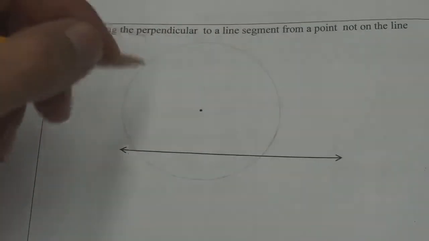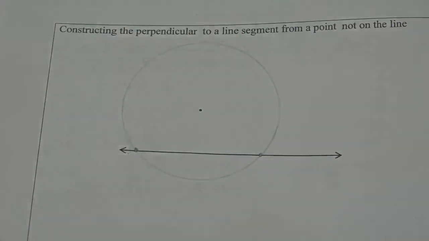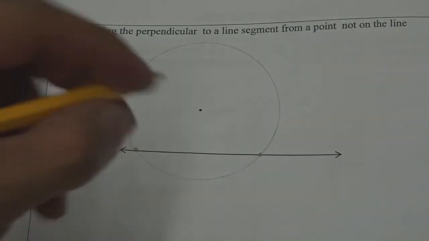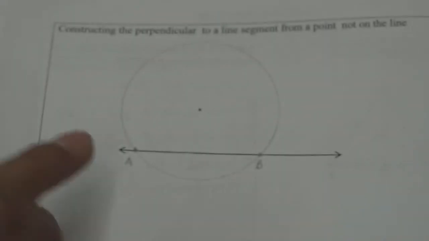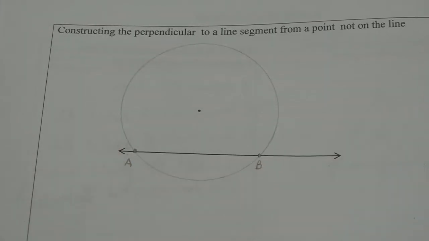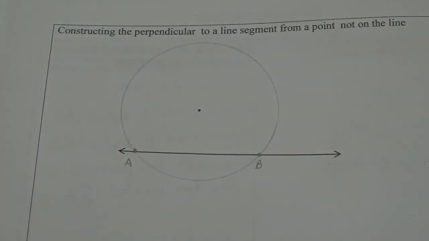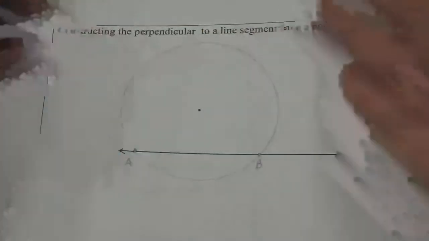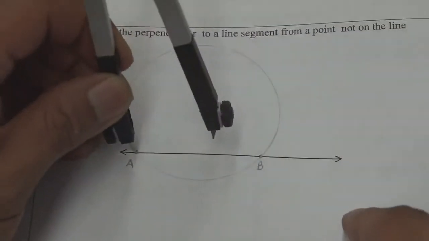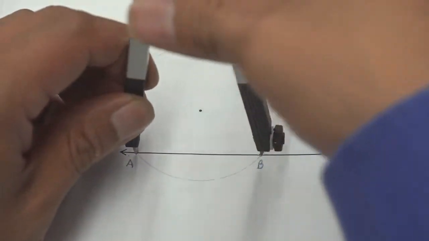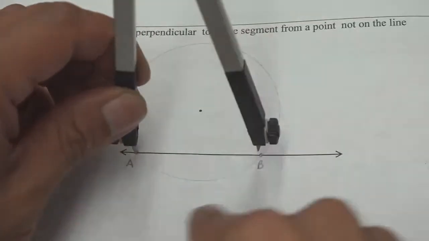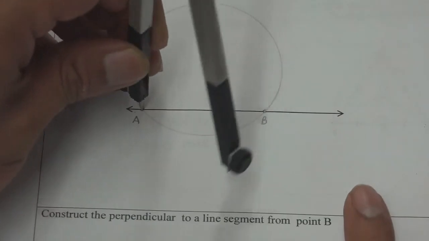Now guess what? You construct a circle and you're going to label the points of intersection. Call them A, B. And now that you have A and B, then construct an equilateral triangle. What do I mean? Well, just follow the steps. In other words, construct the perpendicular bisector. Open the compass, radius AB, and go like this.